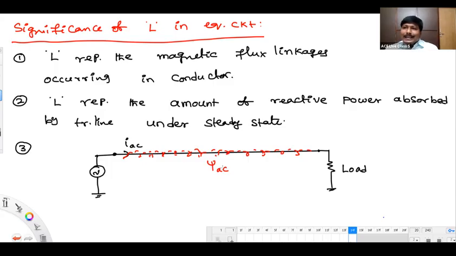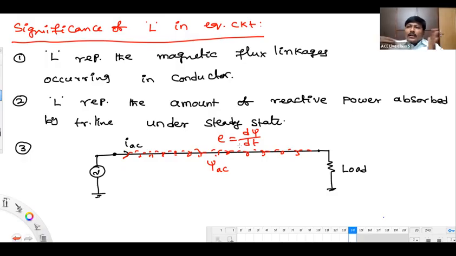Now, what is the rate of change of these magnetic flux linkages? What will be the rate of change of these magnetic flux linkages? That is EMF. d psi by dt, that is EMF. So I'll say E is equal to d psi by dt. That's the EMF. In which direction is this EMF acting?